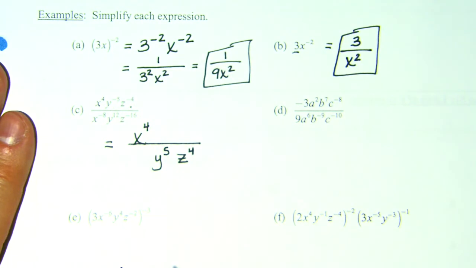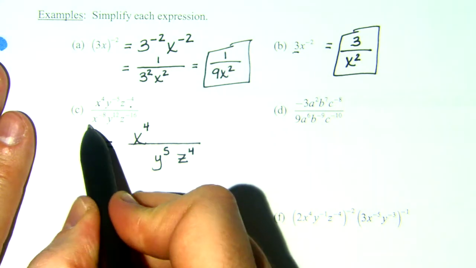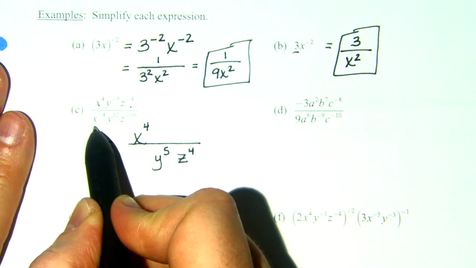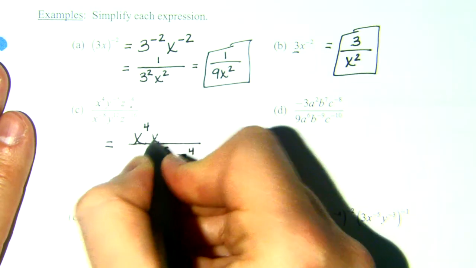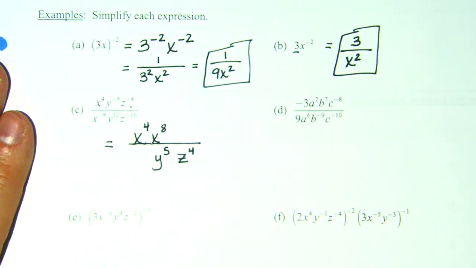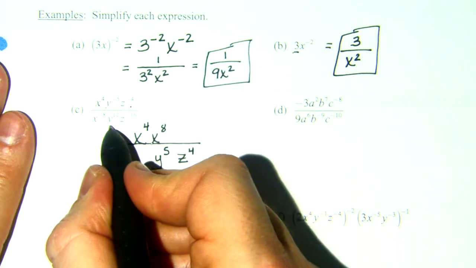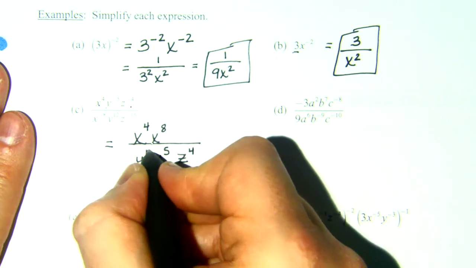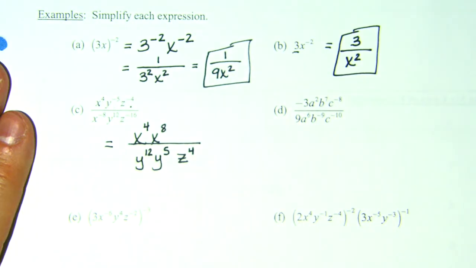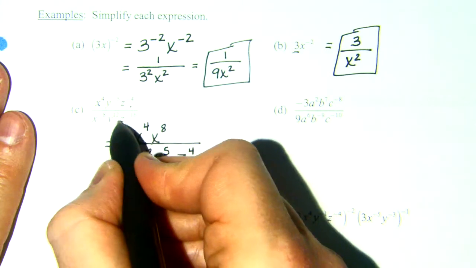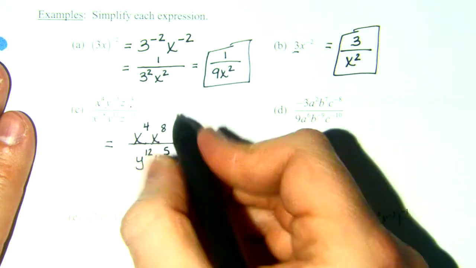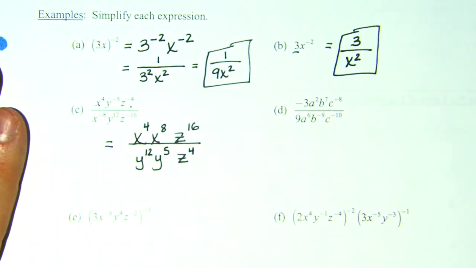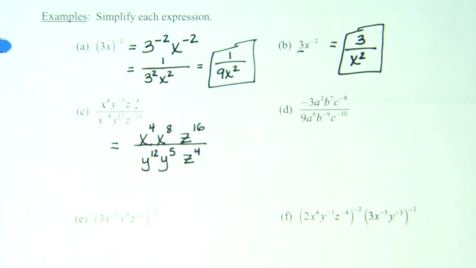Now I'm going to go to my denominator. X to the negative 8, well, it's a negative exponent in the bottom. I'm going to move it to the top and make it a positive exponent: x to the 8th. Y to the 12th, well, that was a positive exponent, so I'm just going to keep that where it was on the bottom. Z to the negative 16, negative exponent in the bottom. I'm going to make it positive up top, so z to the 16th on the top. See if you can finish this off.